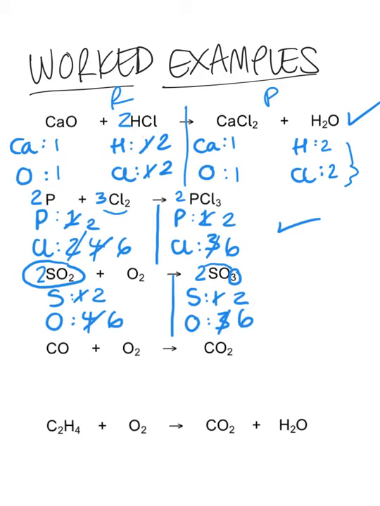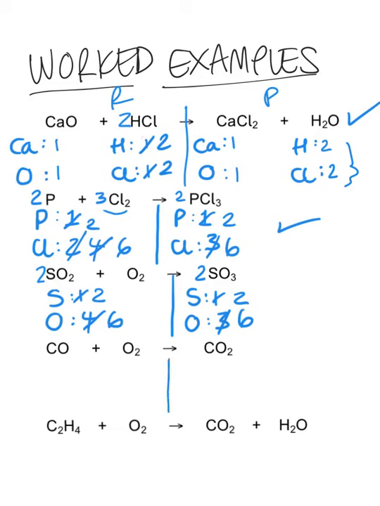Again, I'm just going to tidy it up so you can see the final result. Like so. So 2SO2 plus O2 gives 2SO3. Last couple then.